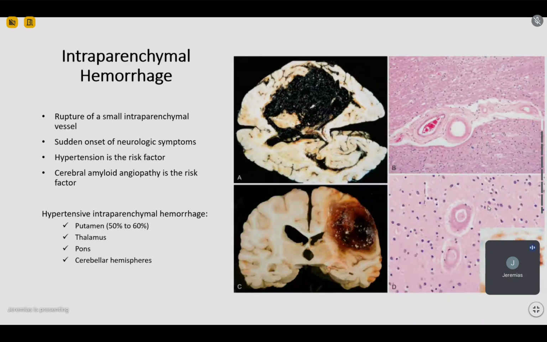So this hypertensive intraparenchymal hemorrhage may originate in the putamen in 50 to 60 percent of cases. Other sites can be in thalamus, pons, cerebellar hemisphere, just like shown in the picture. There's a massive ganglionic hemorrhage rupturing into the lateral ventricle.